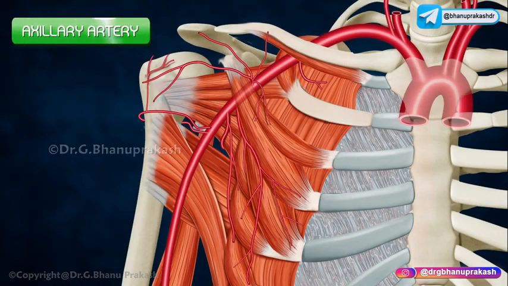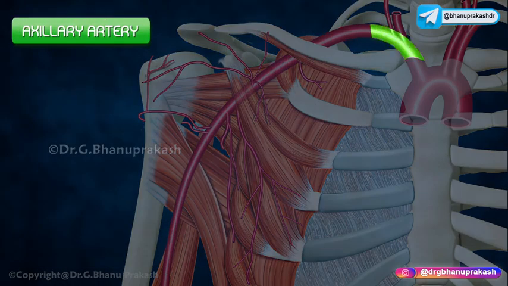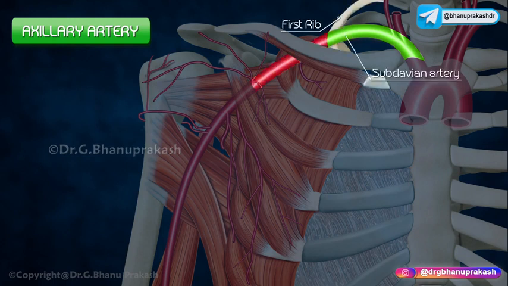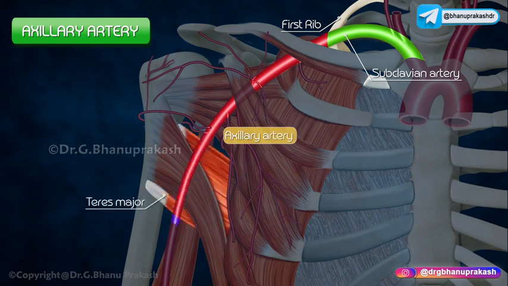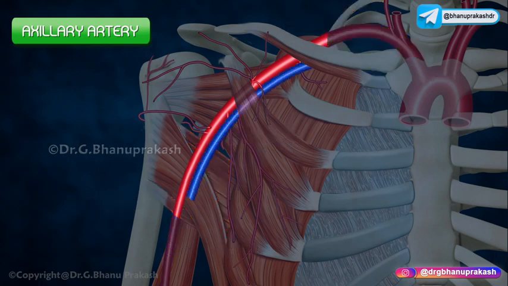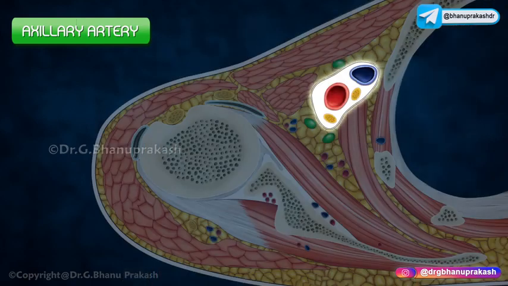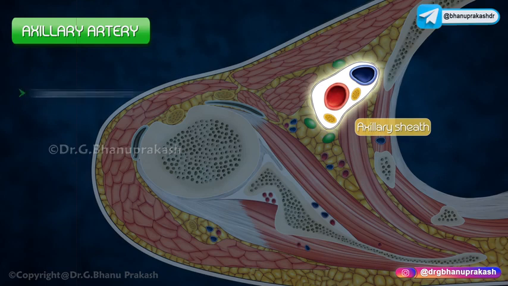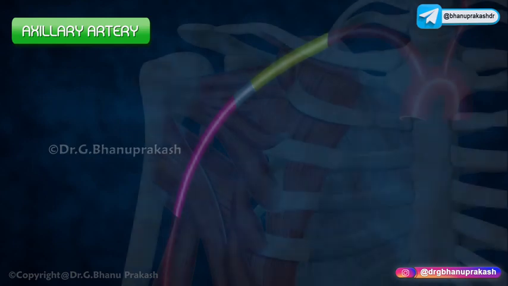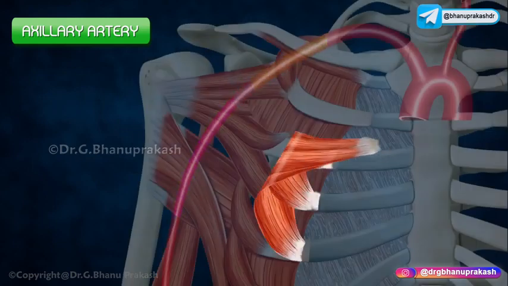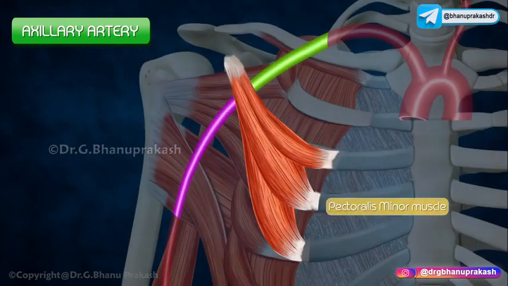Axillary artery. The axillary artery begins as a continuation of the subclavian artery at the outer border of the first rib and ends at the lower border of the teres major, where it continues as the brachial artery. It is accompanied throughout its course by the axillary vein. It is enclosed in a fascial sheath, the axillary sheath, which is derived from the prevertebral layer of the deep cervical fascia. It is split into three parts by the pectoralis minor muscle.